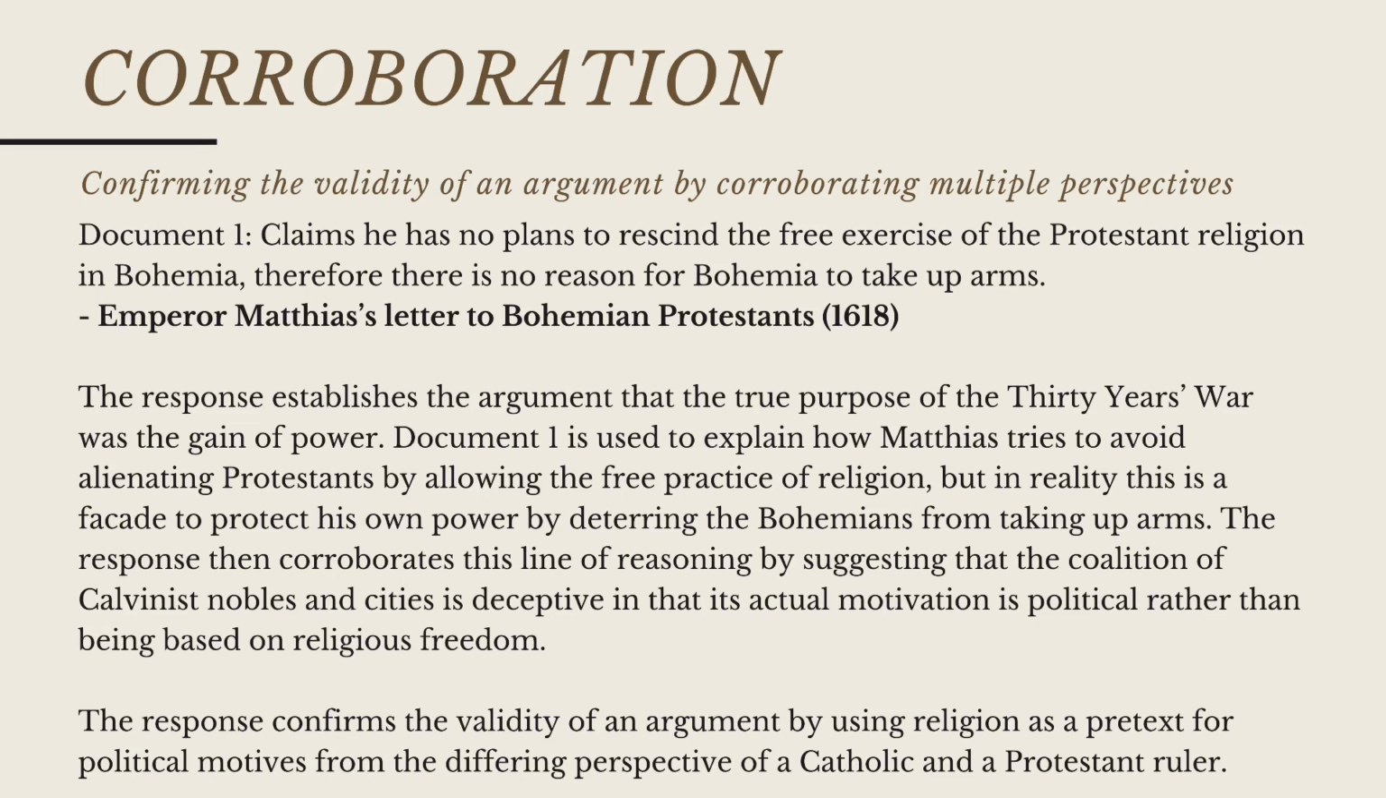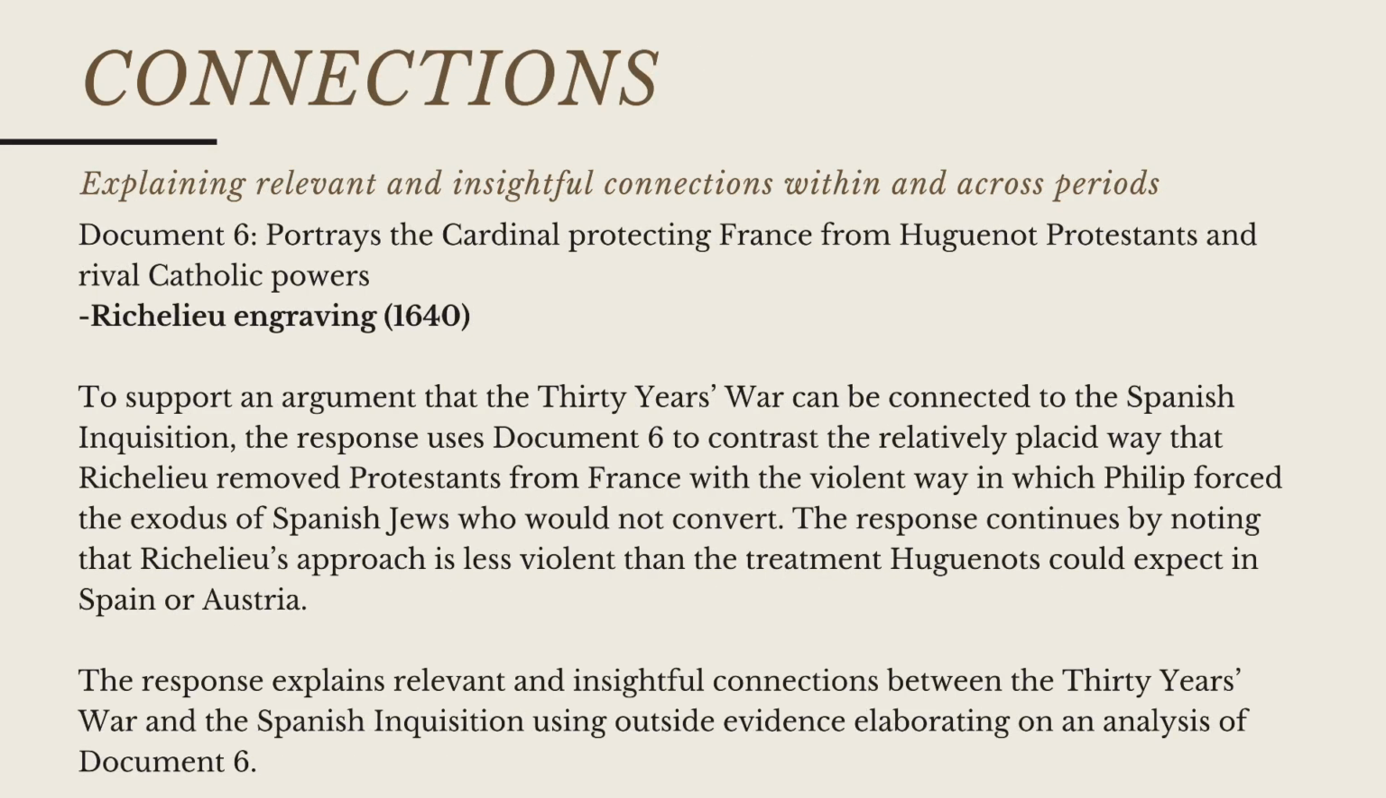It uses a Catholic by showing how Matthias wanted to avoid alienating Protestants, but really he was trying to protect his own power, similar to the Calvinist nobles and cities. So they were considering a Catholic perspective and a Protestant perspective to confirm one argument. Next, we have explaining relevant and insightful connections within and across time periods.